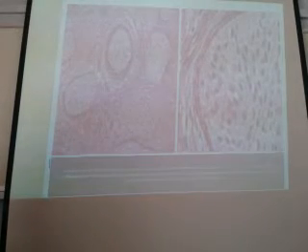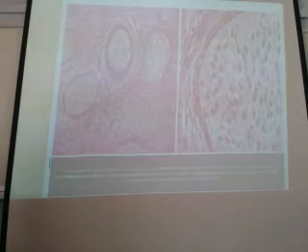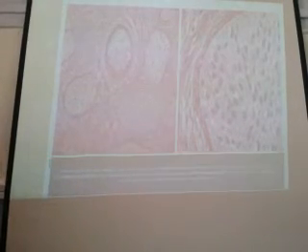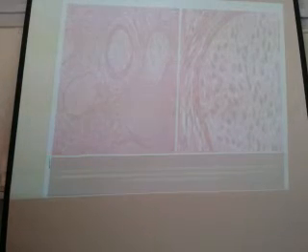If it is difficult, then just remember the names, because if a question is asked, you have to write Brenner tumor, coffee bean nuclei, and transitional epithelium. If you remember these two points, it is more than enough. Coffee bean, coffee seed appearance. So in this, only two points are important: transitional epithelium and coffee seed appearance of the nucleus.